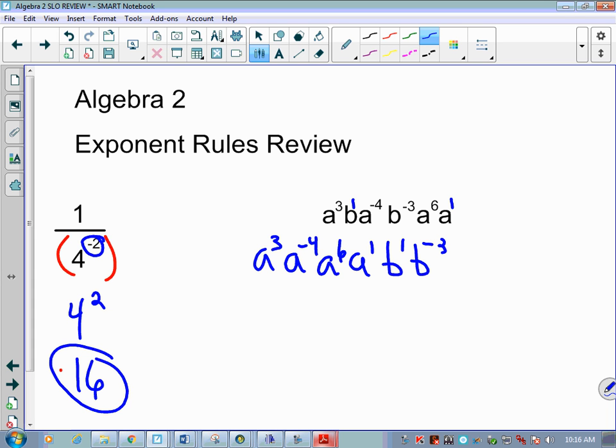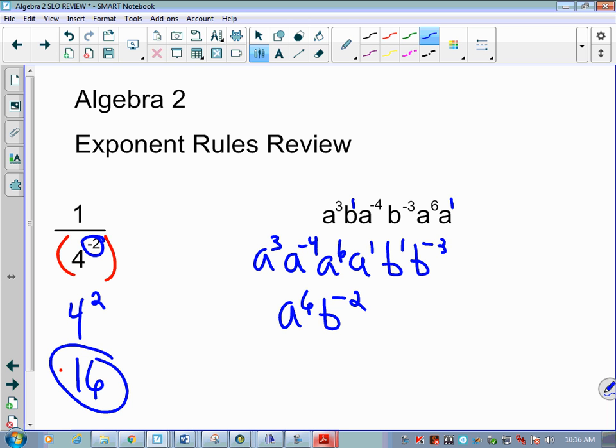Negative 1, right? What's negative 1 plus 6? 5. What's 5 plus 1? 6. So I'm going to get a to the 6th, right? What's 1 plus negative 3? B to the negative 2.